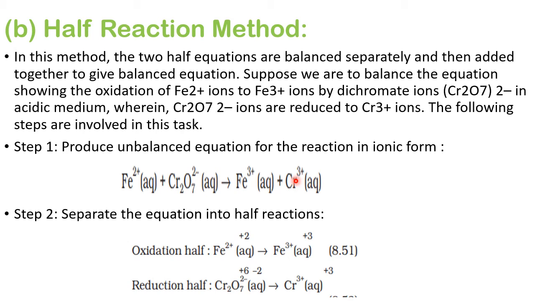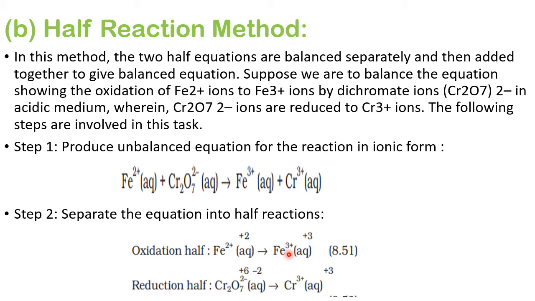So in the half reaction method, we have to divide the main equation into the oxidation half and the reduction half. Which one is oxidation? Which one is reduction? That you have to see. Now Fe2+ to Fe3+, an increase in the oxidation number, is oxidation. Therefore, this is oxidation. I am separating it here: Fe2+ to Fe3+.